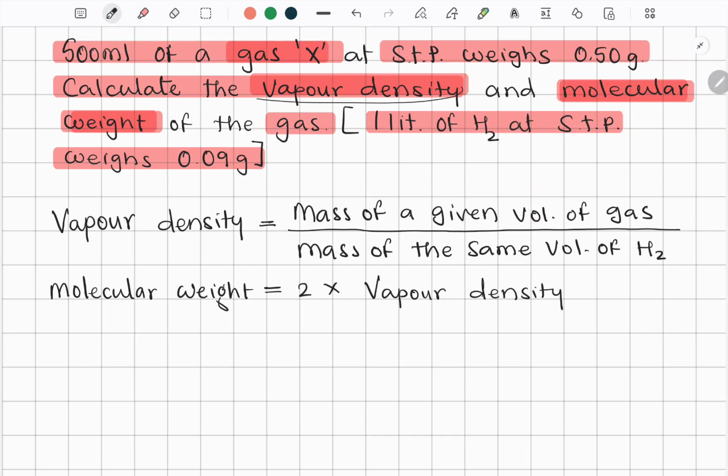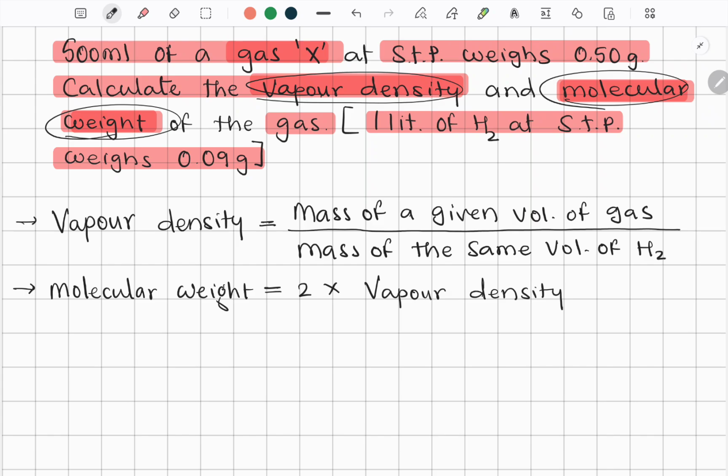As we have to calculate the vapor density and the molecular weight, the formulas of both are respectively this and this. The vapor density formula says that it is the mass of a given volume of gas divided by the mass of the same volume of hydrogen. So vapor density is basically a ratio of similar physical quantity, which is mass upon mass. The important thing to keep in mind is that the volume of both the gases has to be the same. So if the volume of hydrogen is 1 liter, then the volume of the given gas also has to be 1 liter.